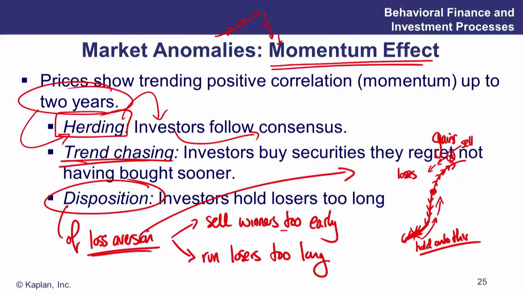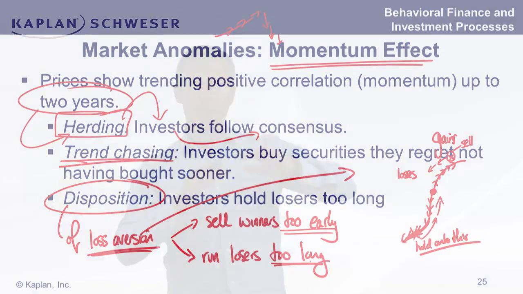Now you might say, well, why are you talking about this here, Stuart? This is the momentum effect. Well, think about how this will affect markets. If we sell winners too early, what are we doing? We're selling things down that should be going up. We should allow them to go up. They've got more to go. So we're putting pressure on things that should be going up.